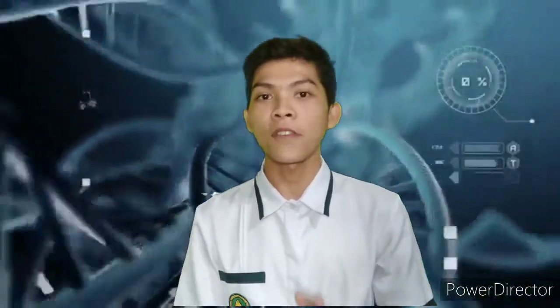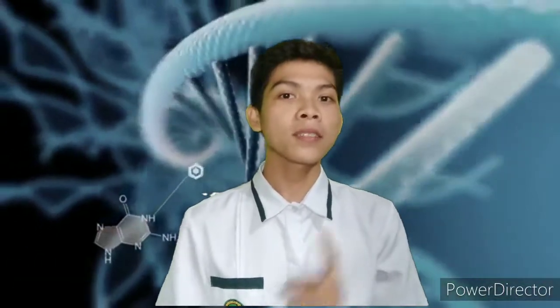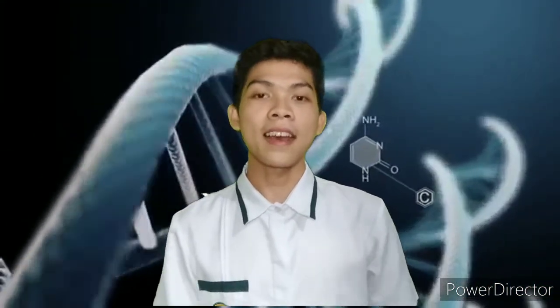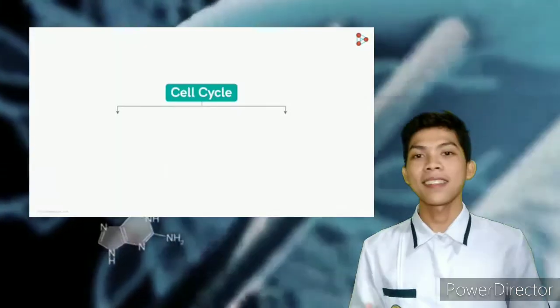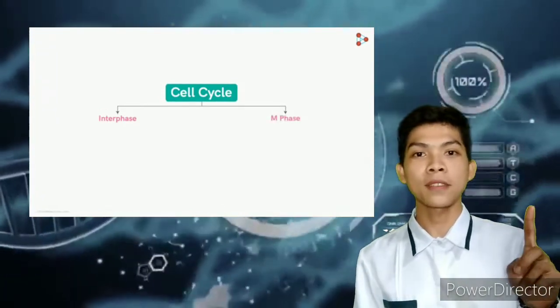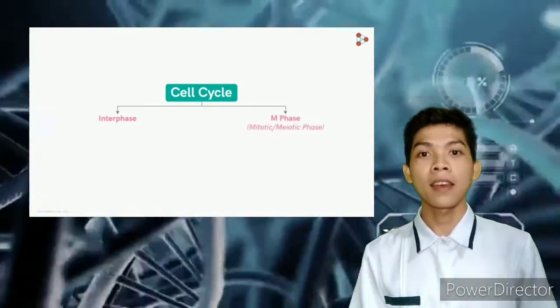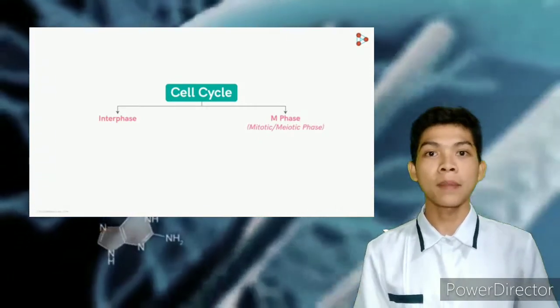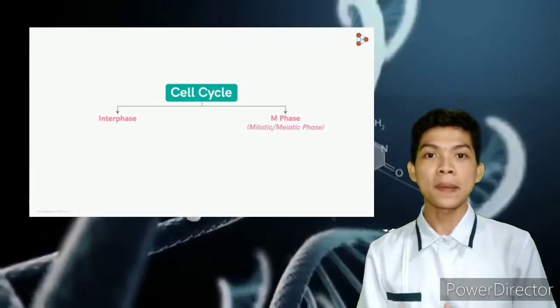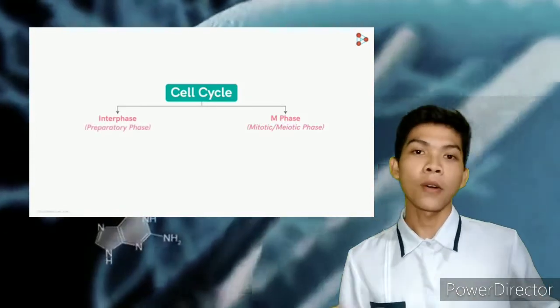But before we jump to the actual step-by-step process of the M phase or the division phase, let us first discuss the prior stage and the process before the cell undergoes division. The cell cycle is composed of two main stages, the interphase and the M phase or mitotic or meiotic phase. The interphase is known as the preparatory phase where the growth and development of the cell happens, while the M phase is the division process of the cell.